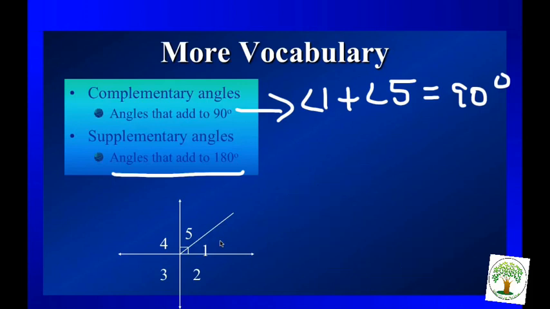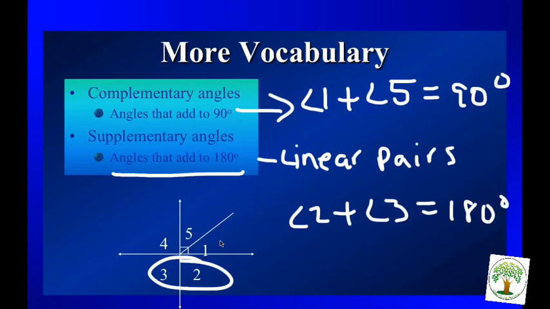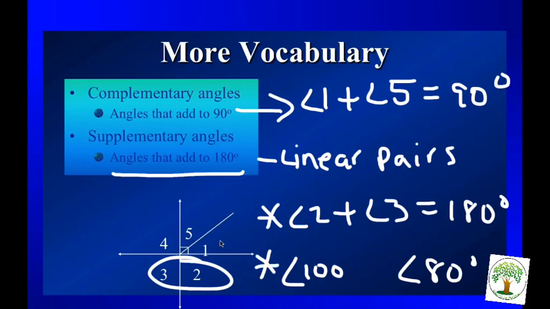So what would I write underneath the supplementary? I would write linear pair. You could write the linear pairs. We could also do angle 2 plus angle 3 equals 180. I had a picture a moment ago of an angle that's 100 degrees and an angle that's 80 degrees, and those are also supplementary. If you wanted to, you could put stars by the things that could be. They don't have to be linear pairs to be supplementary.